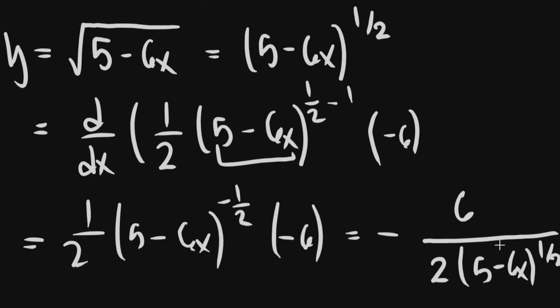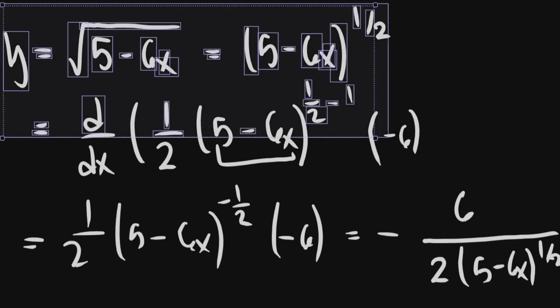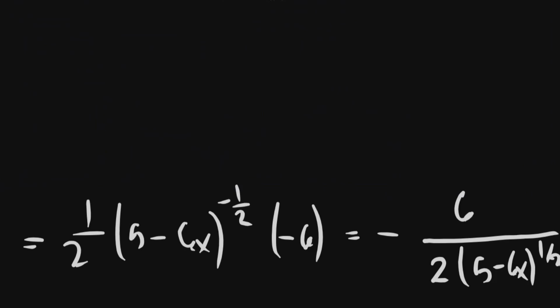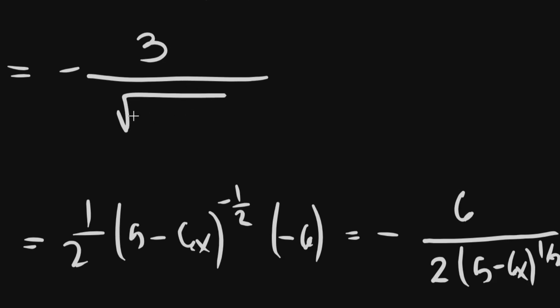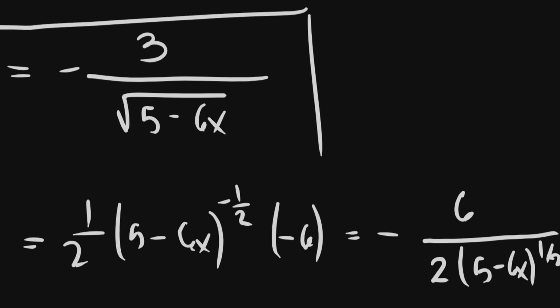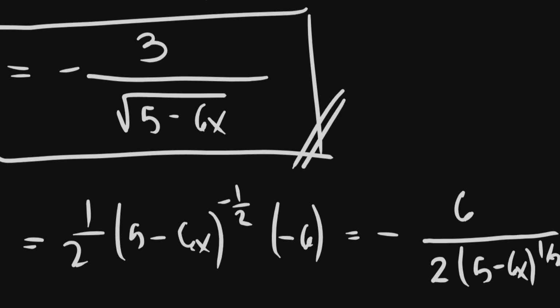You could do anything like that. So then all we need to do is simplify this. So negative 3 all over square root of 5 minus 6x. So this should be our final answer. So that's it.